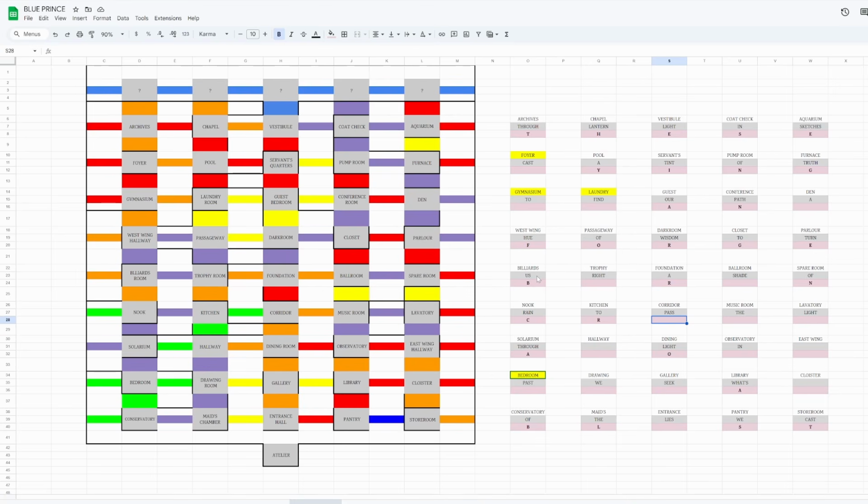Yeah, I didn't get that one. Okay, so that's one to investigate. Cool. Music room. That was the one with the arrows. Lavatory, TBD. So we'll do all of these. Solarium hallway.